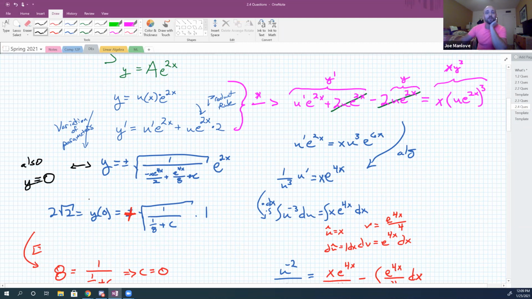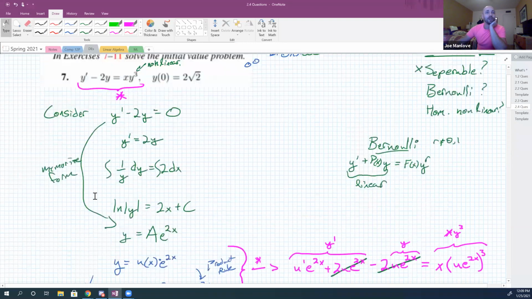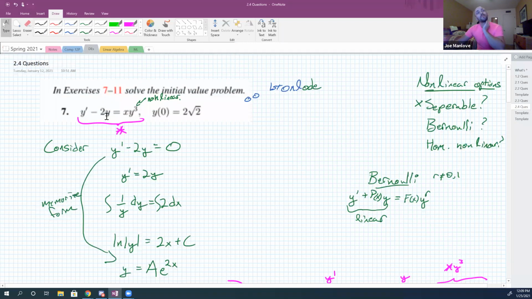I don't really have an existence and uniqueness theorem for this one yet. But when I do have an existence and uniqueness theorem for this one, I would see that there should exist a unique solution. You guys see that? And so I know that I'm not going to get anything that has y of 0 equals 0 except for the constantly 0 function. You guys see that?